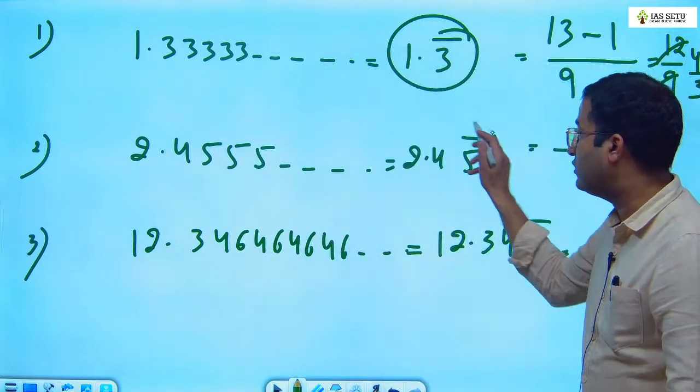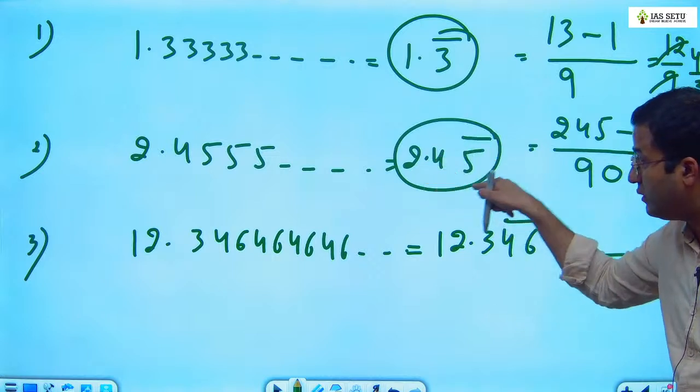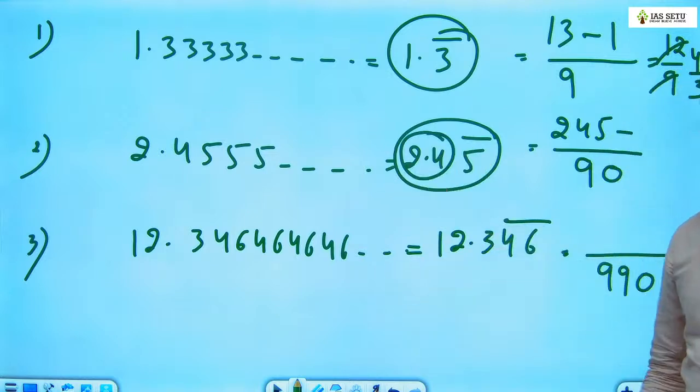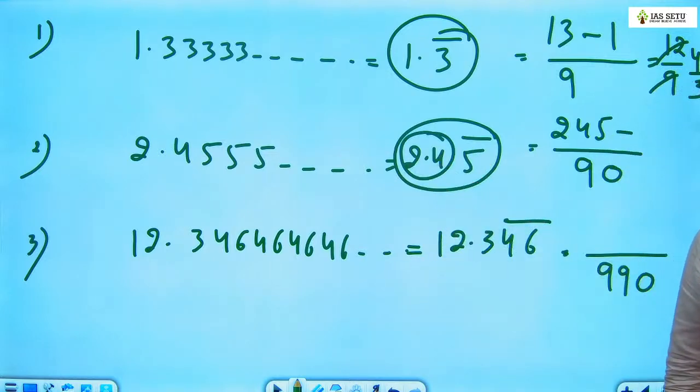Be careful with this question. What is the total number? 2, 4, 5. Some students by mistake write 245 minus 5 minus 4. But be careful, the total number is 245. What is non-repeating? 24. Ignore the decimal. कि 2 और 4 दोनों में से कोई रिपीट नहीं हो रहा है. These are non-recurring. So 24 is non-recurring.